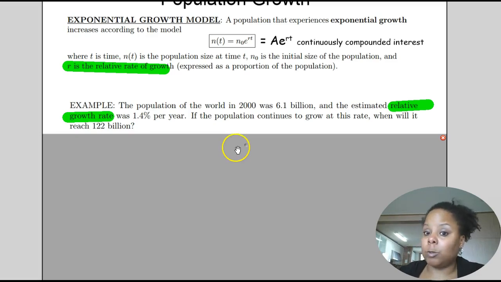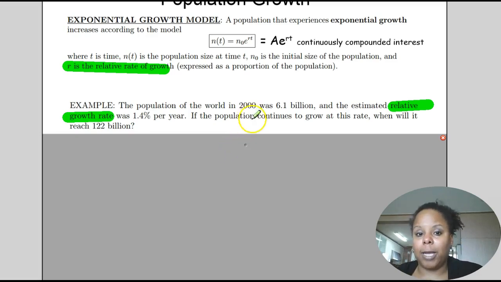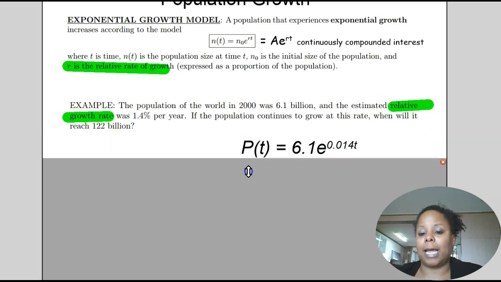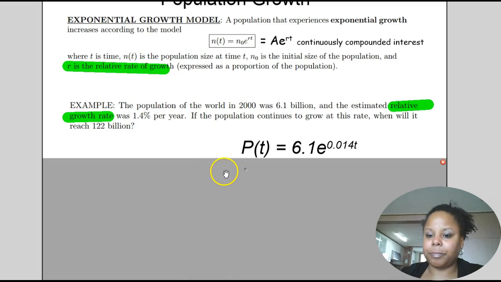Well, the first thing we have to do is write the exponential model. And because they use relative growth rate, our model is going to look something like this, where 6.1 was the initial population at time t equals 0, our year 2000, and then r is 0.014, the decimal value for 1.4%, and our base is e. So we're not going to actually use 1 plus 0.014 as our base. We're using e as our base.